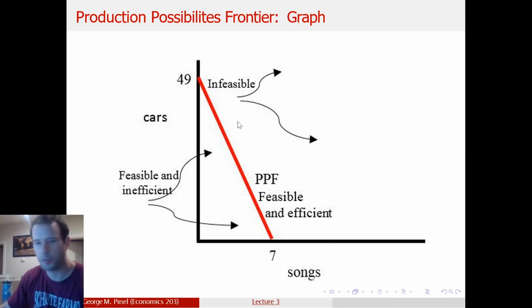So the PPF, in a nutshell, is a graph of all the feasible combinations of production patterns that Marshall can do, or the feasible and efficient ways to make cars and songs. And in general, you could say the production possibilities frontier is the feasible and efficient way to produce a given set of outputs.